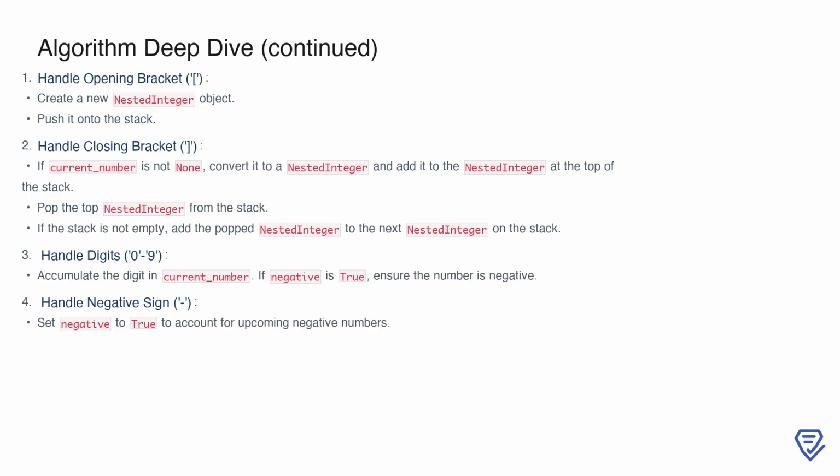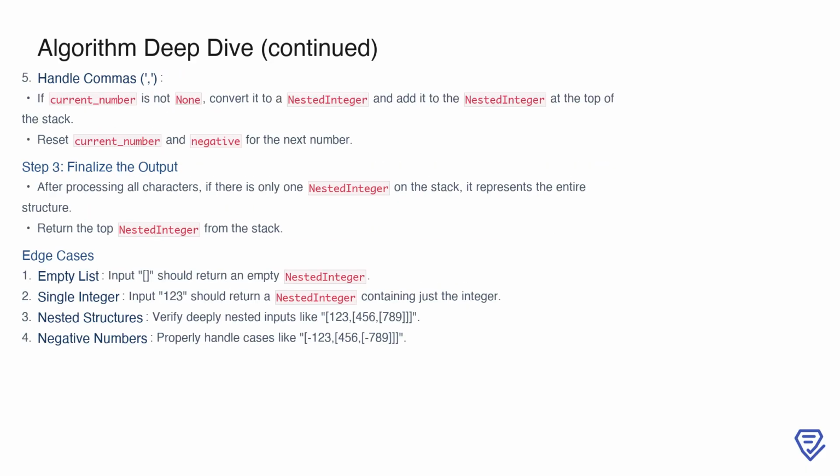For digits between 0 and 9, we accumulate them in the current _number buffer, remembering to account for the negative flag if it was set earlier. If we encounter a negative sign, a dash, we set the negative flag to true, preparing to handle an upcoming negative number. When processing commas, which separate elements in the nested structure, we first check whether the current _number buffer contains a valid number. If it does, we convert it into a nested integer object and add it to the top nested integer on the stack. Then, we reset both the current _number and the negative flag to prepare for parsing the next potential number.